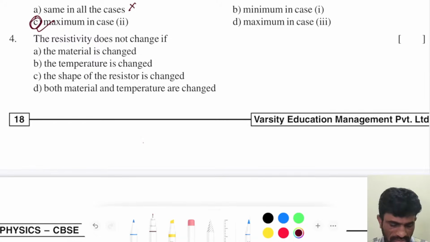Option C is correct because the resistivity will change when material changes, temperature changes, or both material and temperature change. What happens? The resistivity will change, but only when the shape of the material is changed, the resistivity will not change. So option C is correct. In option C, resistivity will not change.